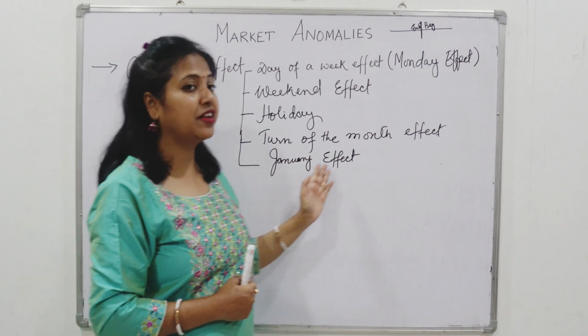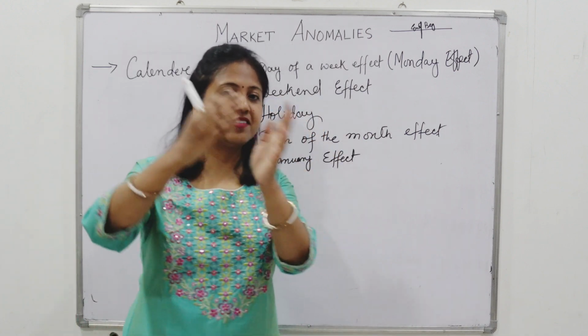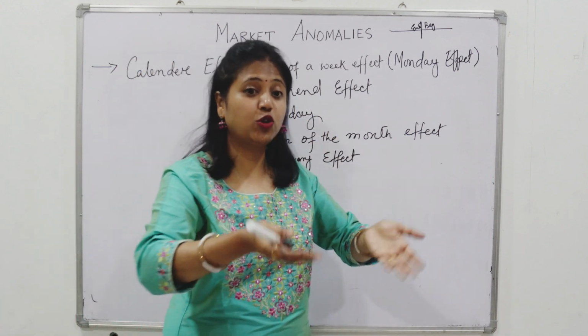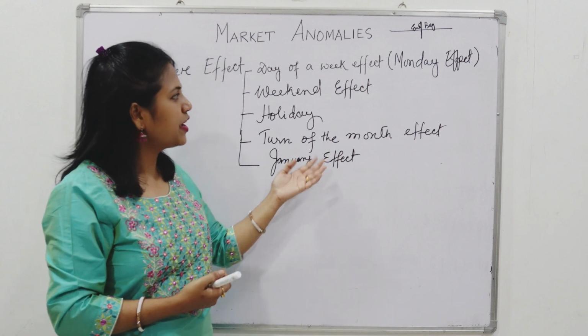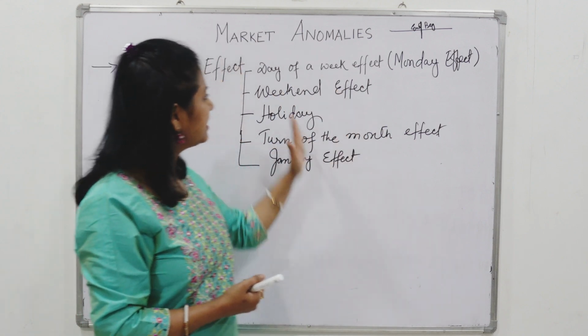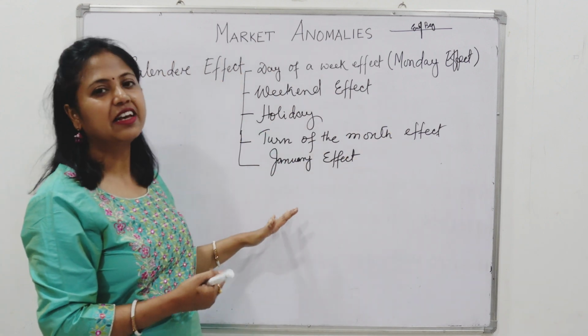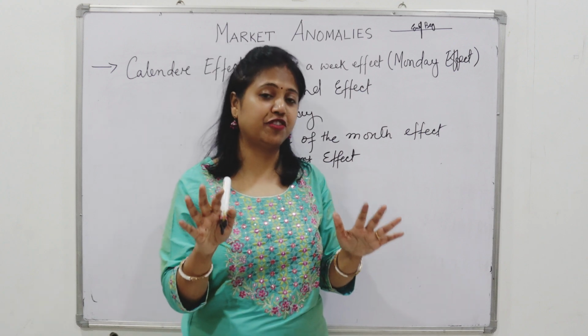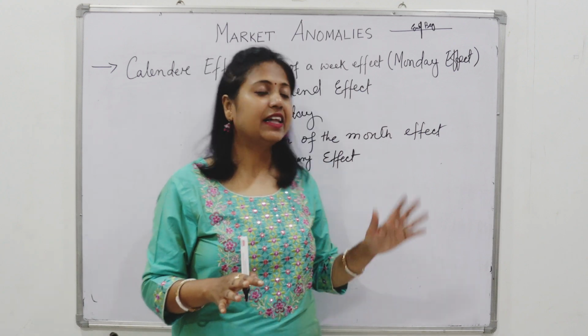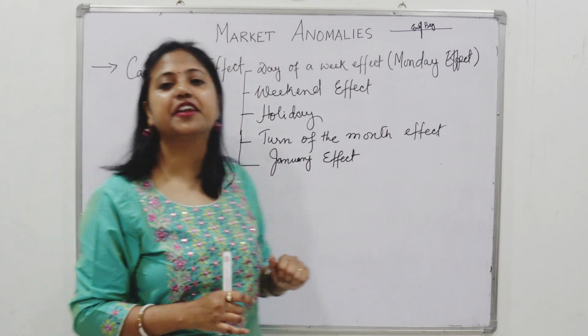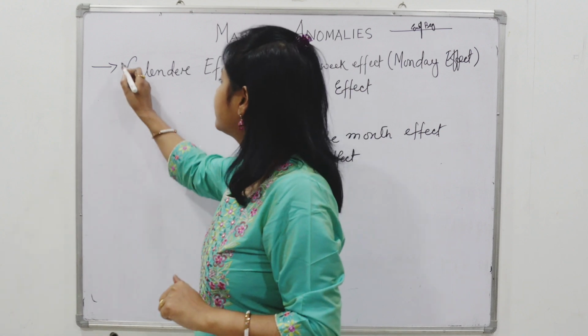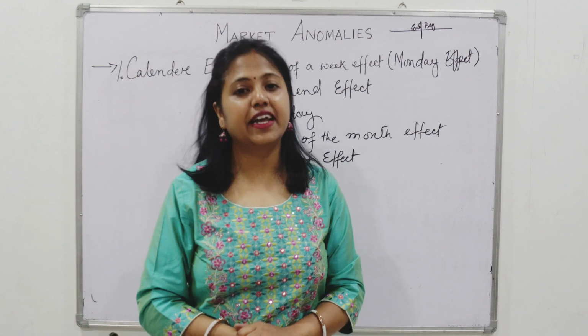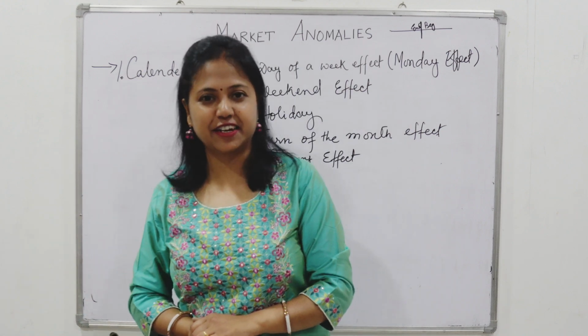If I know that January is coming and in January prices tend to rise, I will buy more shares before that. That's why we say that if this phenomenon exists, then it is difficult to accept the efficient market theory, right? And that's why we are discussing it under anomalies. So friends, we have discussed the first anomaly, that is the calendar effect. Now let's see the second anomaly.